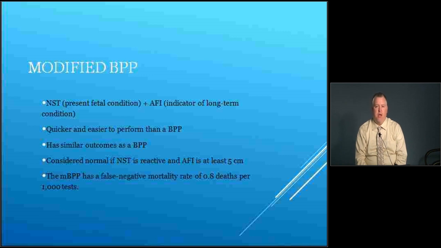So it's a very good test to do to help let us know how well the fetus is doing, because we're getting a look at the here and now, so the NST, and then an AFI kind of looks backwards in time and tells us how well the fetus has been oxygenated over the last 2 weeks.